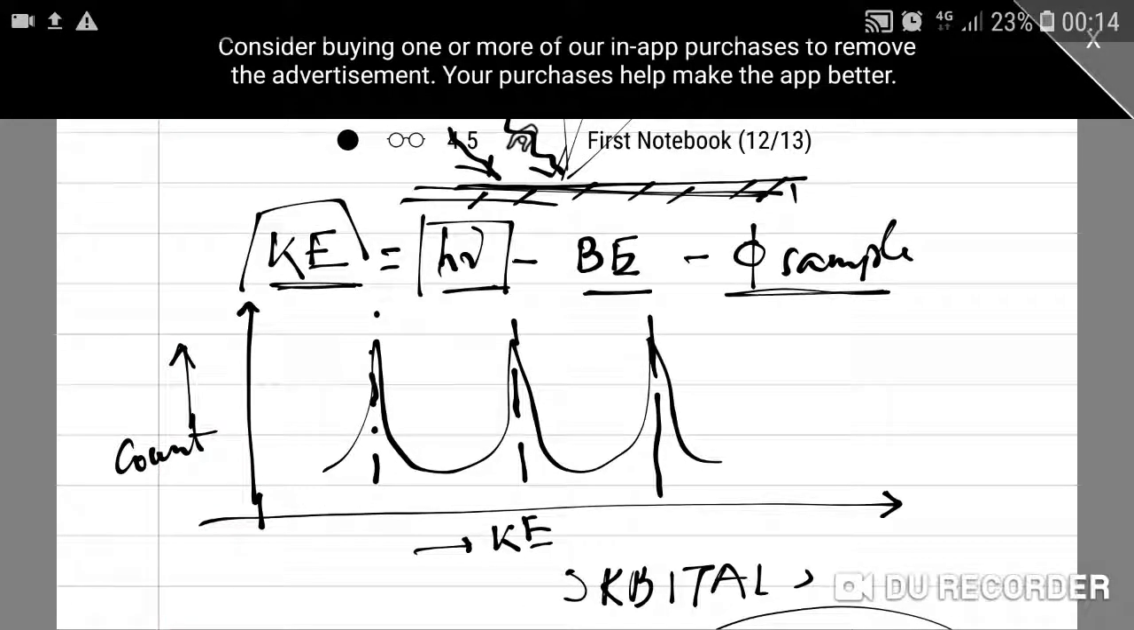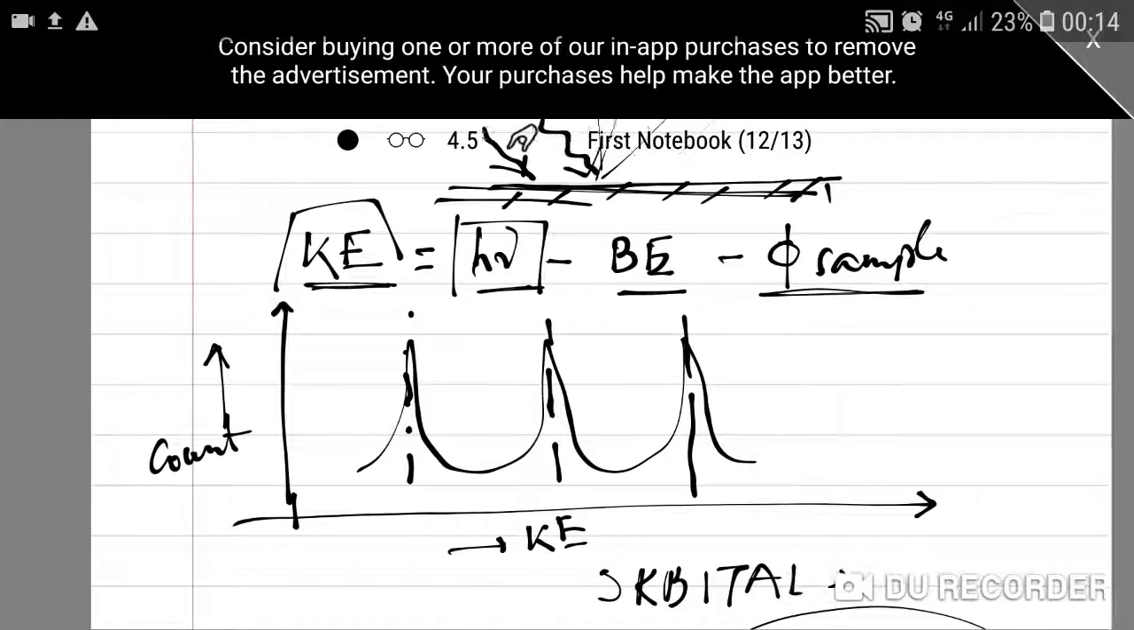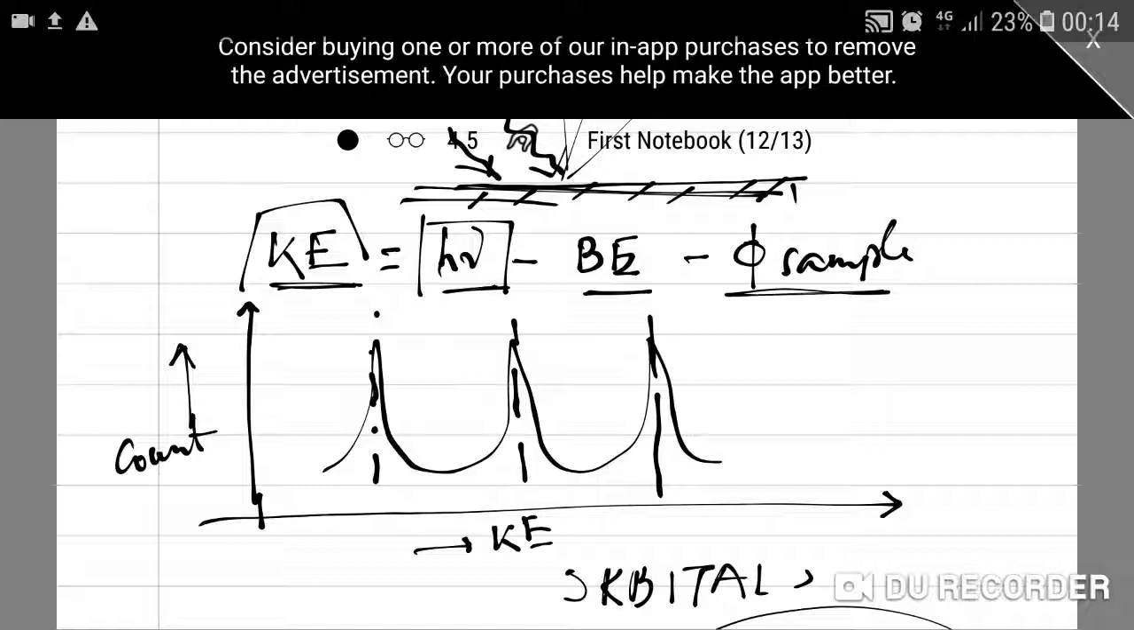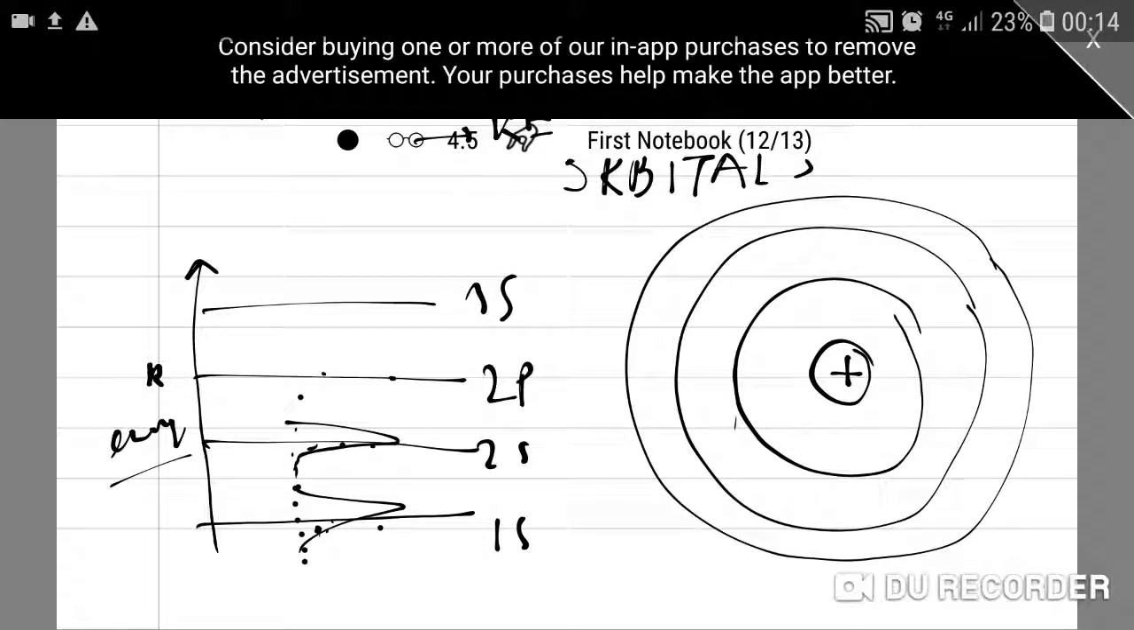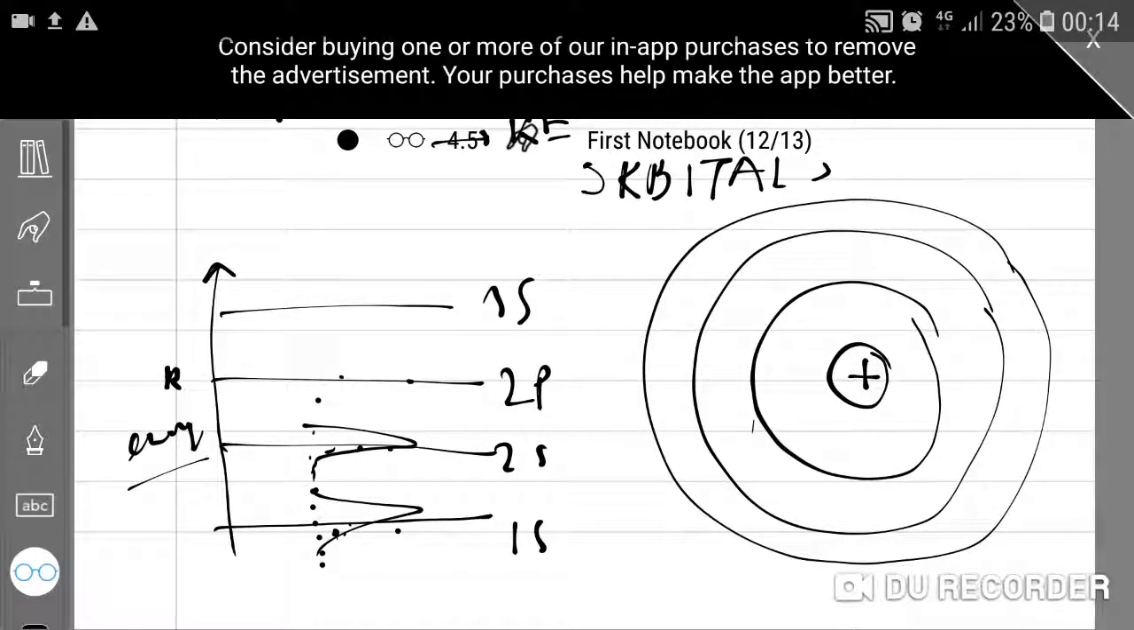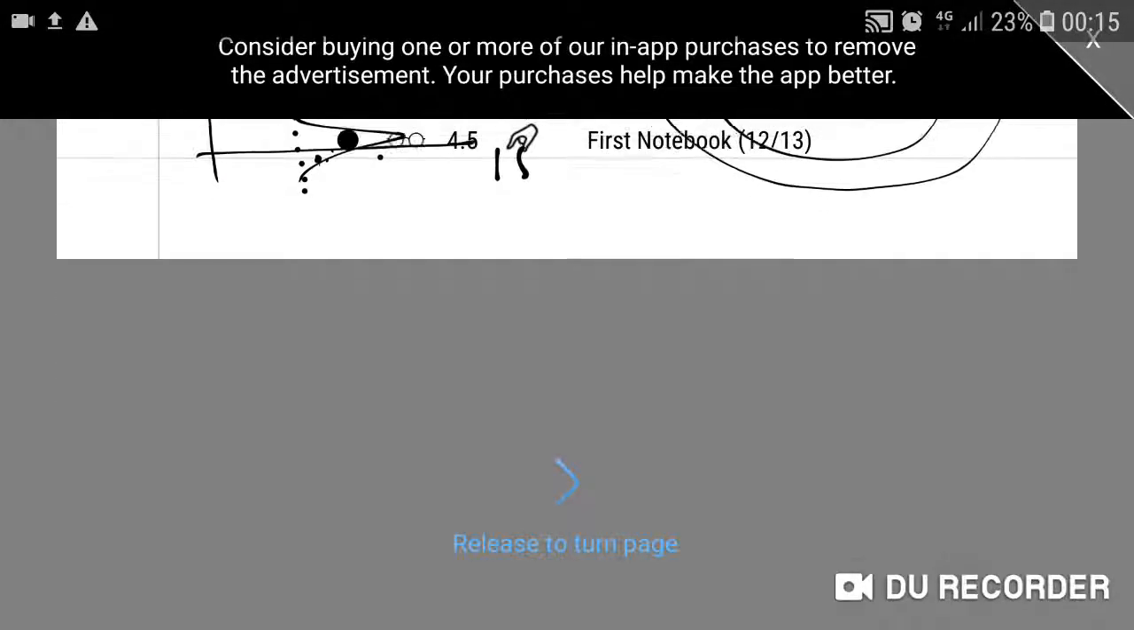But the problem is that when measuring the kinetic energy, we have phi sample here, and for every unknown sample, this is unknown, so it is very difficult for us to estimate. So actually this is not the case. The phi is not the sample work function, and that will be clear in the next part.